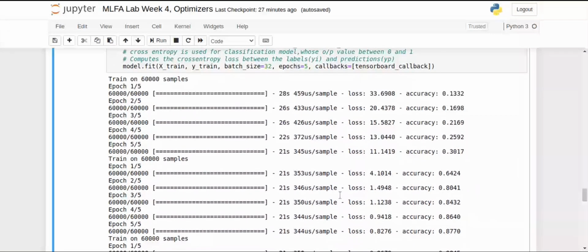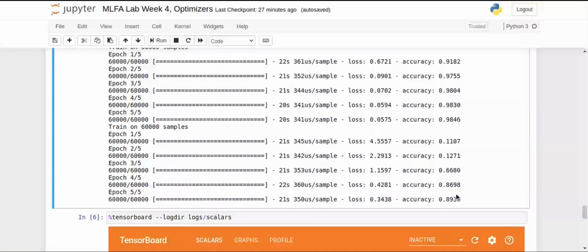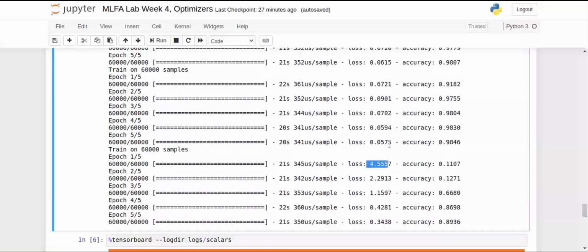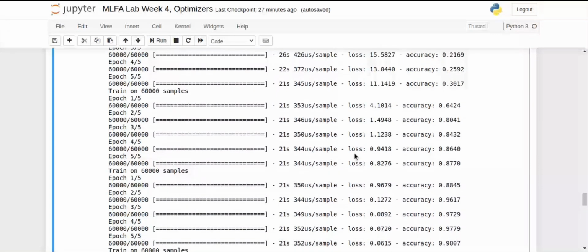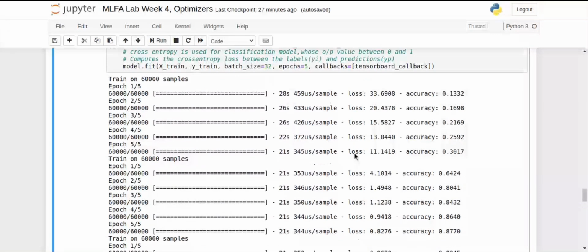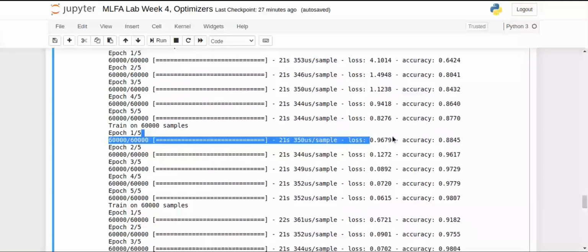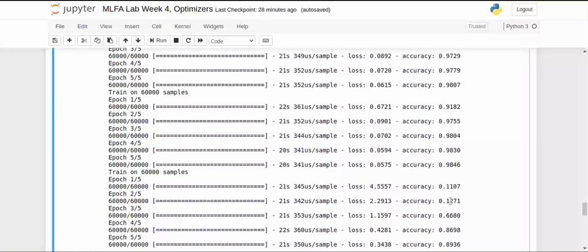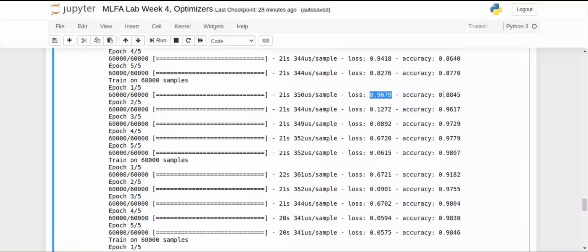And for SGD you can see that for 5 epochs it is only 89.36% accuracy, and the loss started from 4 here, whereas for Adam the loss is 0.96. For the first epoch only, the loss is very minimal, and the accuracy is 88.45%, which is nearly the 89.36% after 5 epochs in SGD. But in the first epoch Adam is reaching this type of accuracy, and within 5 epochs the accuracy is 98.07% for Adam.